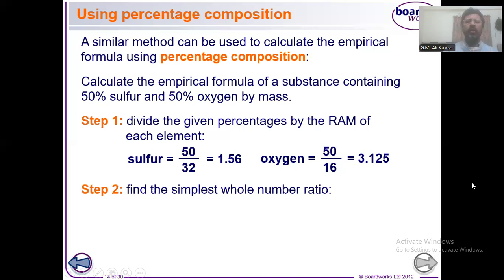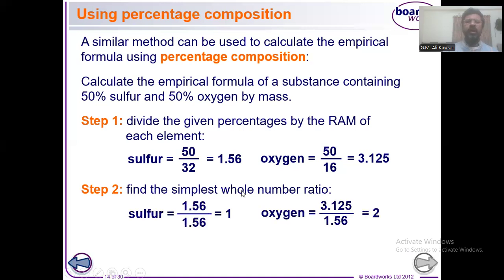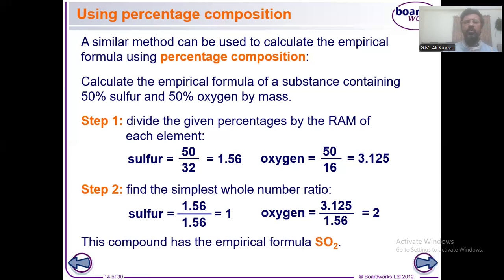For example, look at the second step. Both the numbers will be divided by the smallest number. The smallest number is 1.56 between these two. So we divide both the quotients by 1.56. As a result, you will get the whole number, which is 1 for sulfur and 2 for oxygen. So the empirical formula of the compound is SO2. So by following these two simple steps, you can calculate the empirical formula from the percentage composition.